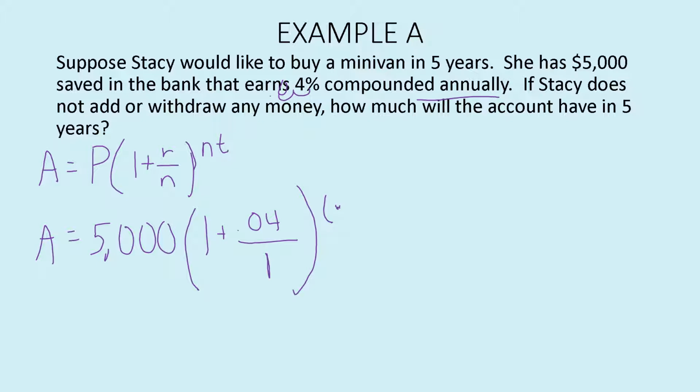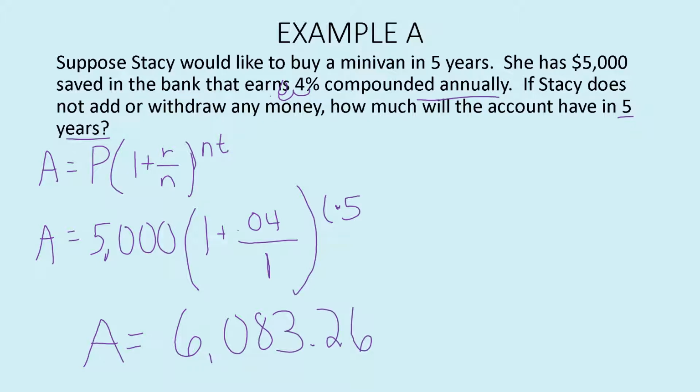However, the T, it says how much would he have in 5 years. So we multiply that by 5. And once you plug that into a calculator, you will get a final answer of $6,083.26. And that's how much money he will have in his account in 5 years.